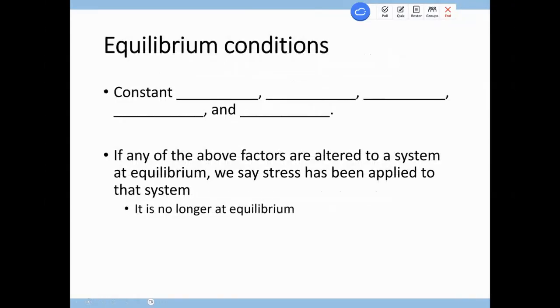So first let's remember what is constant at equilibrium. Well, we know we have constant concentration of reactants. We have constant concentration of products. We also have constant temperature.